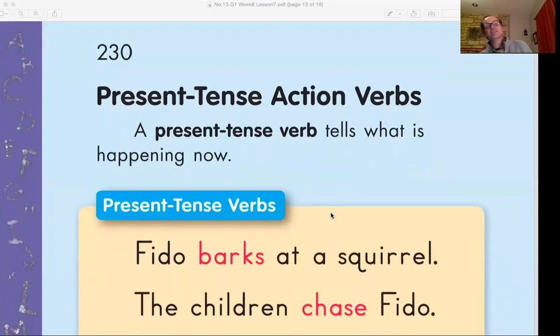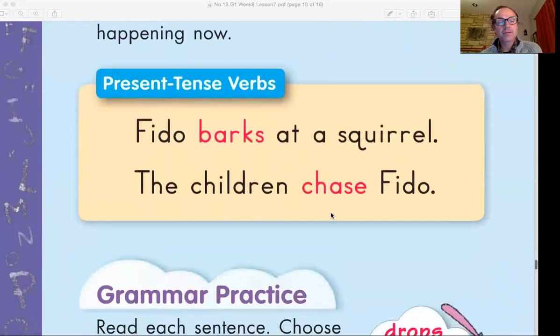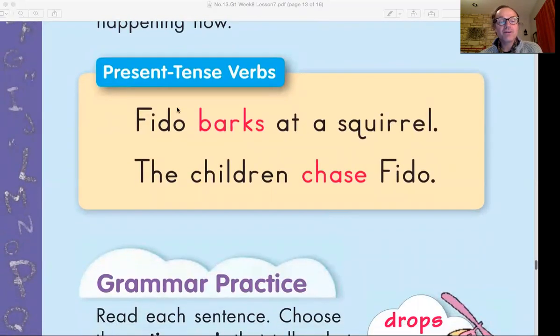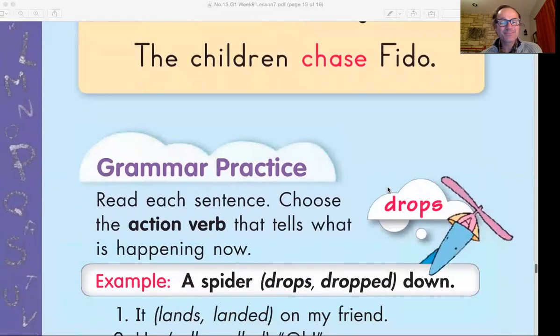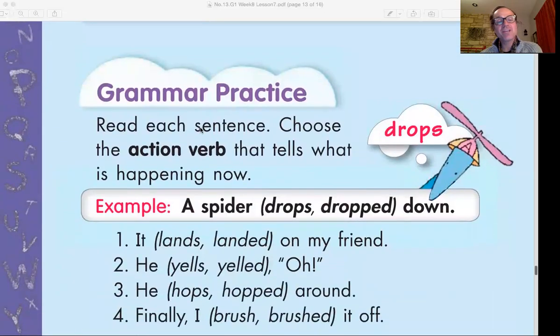Present tense action verbs. The present tense verb shows what is happening right now. What's happening right now? I'm talking. Present tense verb: Fido, that's the name of a dog. Fido barks at the squirrel. The children chase Fido. Those are present tense action verbs. Grammar practice. Read each sentence. Choose the action verb that tells what is happening right now.